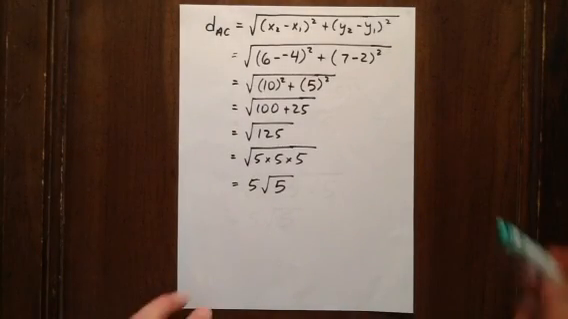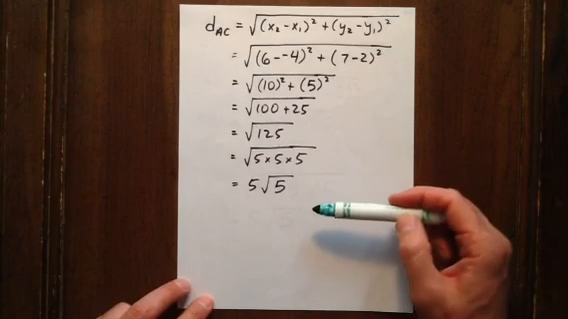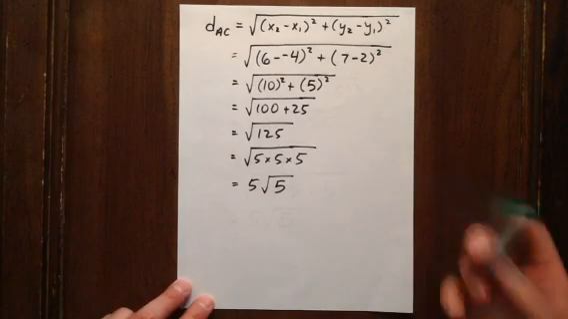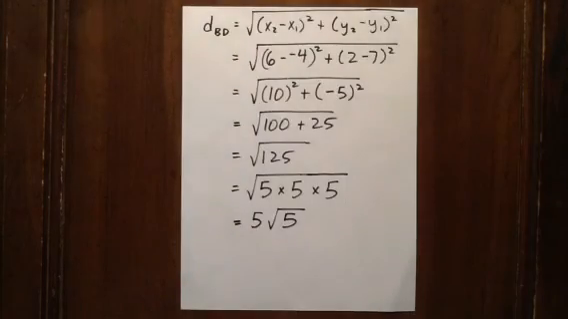The length of the first diagonal is 5√5 using our distance formula, and the length of our second diagonal is also 5√5 using our distance formula.